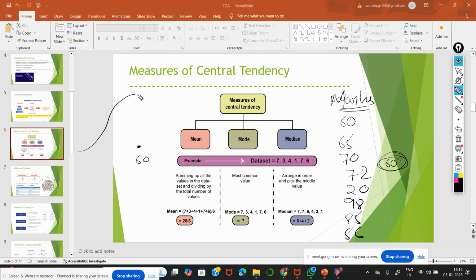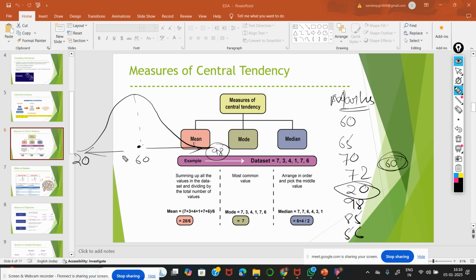Now see how the data is varying. 60 is here at the middlemost part. The highest value is 98, so someone has scored 98. And also a person is there who has scored 20. So 20 is also present here. Fine. So see how the data is varying. The data is varying a lot, is not it?